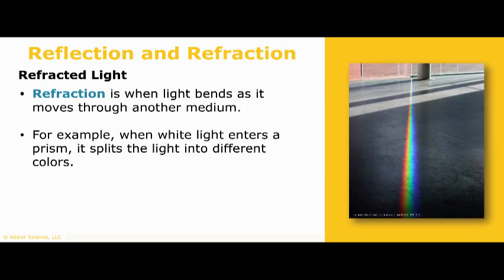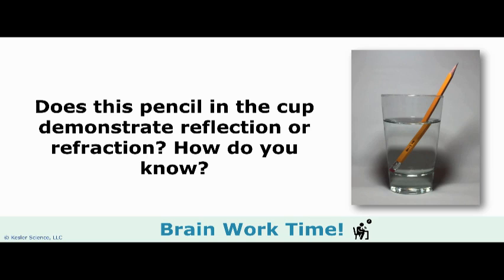Moving on, refracted light. So what is refraction? It sounds like reflection, and almost looks like it too, but it's called refraction. Refraction is when light bends as it moves through another medium. So it might go through glass or water or anything else. For example, when white light enters a prism, it splits the light into different colors.